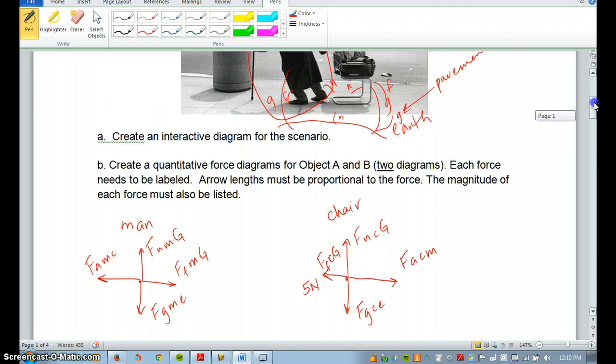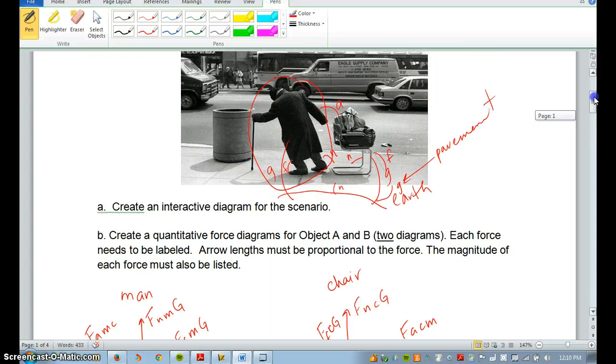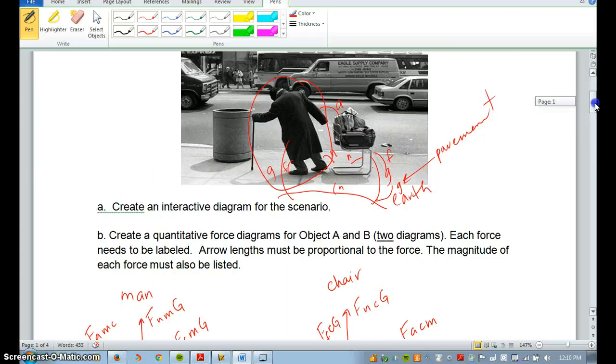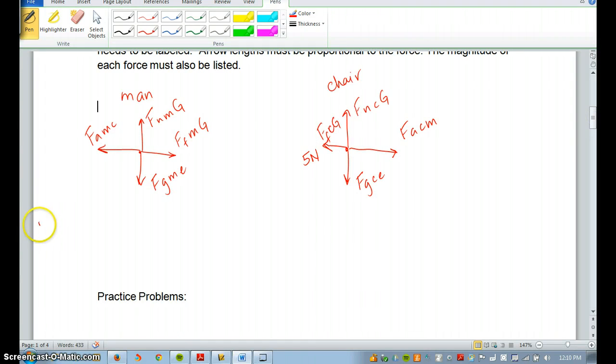Well, the easiest ones for me is always to get force of gravity. So I know I need to get the masses of these objects. So it looks like the man is 65 kilograms and the chair is 10 kilograms. I'll write that down for myself. I know mass of man is 65 kilograms. The mass of the chair is 10 kilograms.